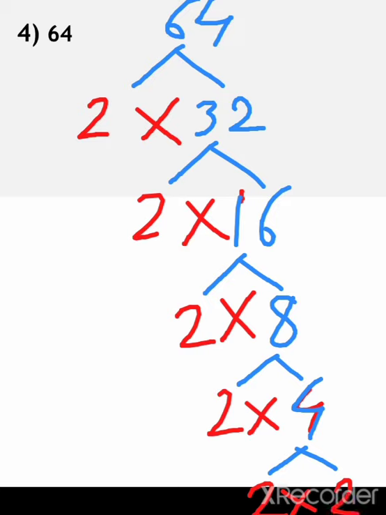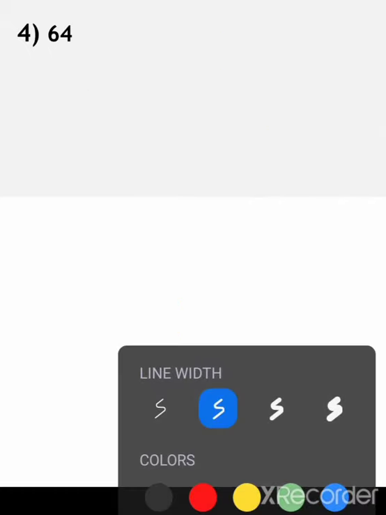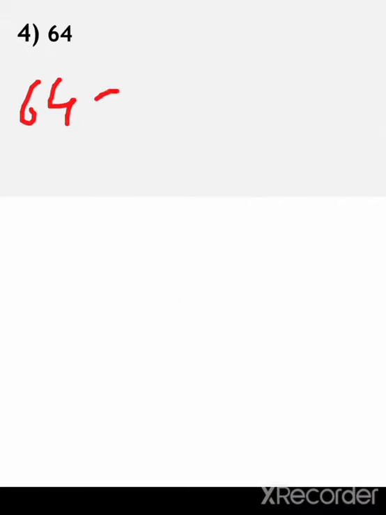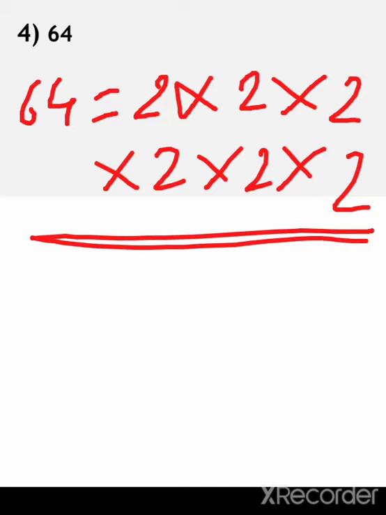Again even number, so I'll divide by 2. 2 2s are 4. So how many times am I getting 2? 1 2 3 4 5 and 6. I'm getting 2 6 times. So how will I write the factors of 64? 64 is equal to 2 into 2 into 2 into 2 into 2 into 2. This is very compulsory that after finding the prime factors you have to write this line, otherwise you will lose your marks.